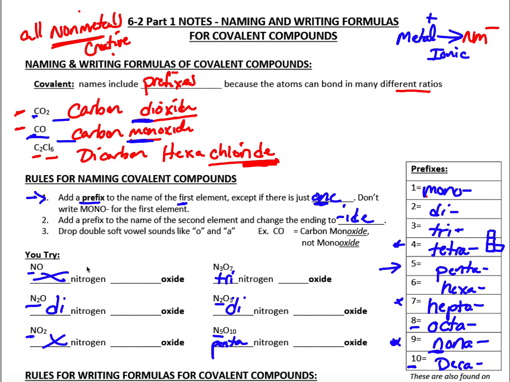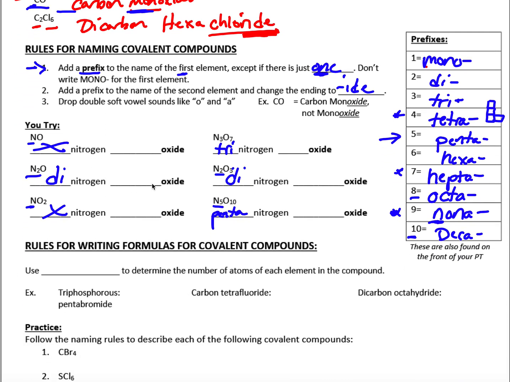All right, in this case, every single example has a second element that's oxygen. That's not always the case, but in these examples, I wanted to show you how many different ratios they can hook up in and why these prefixes are so helpful to us. So they all end in oxide, but what we have to do is use a prefix to indicate how many there are. So we're going to add a prefix to the beginning of that second element.